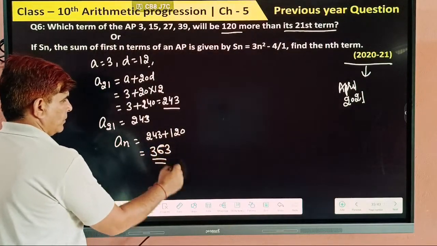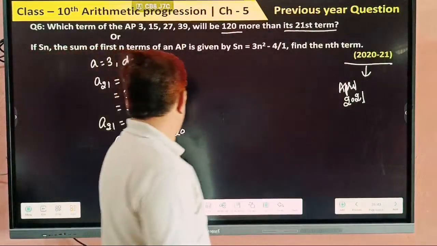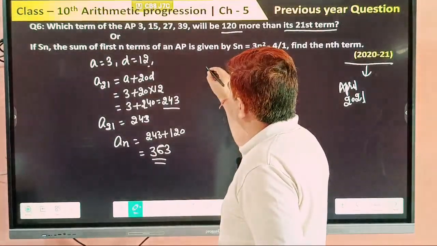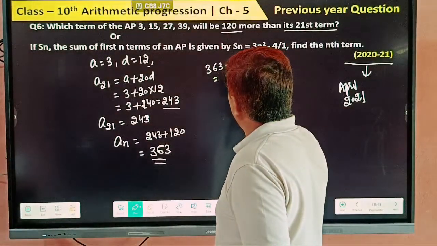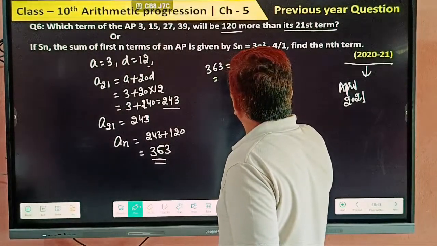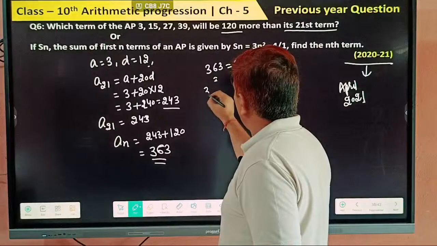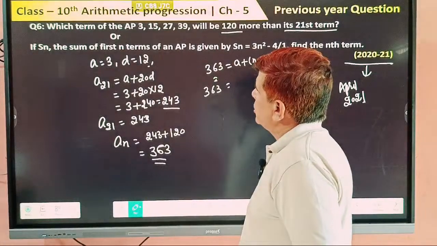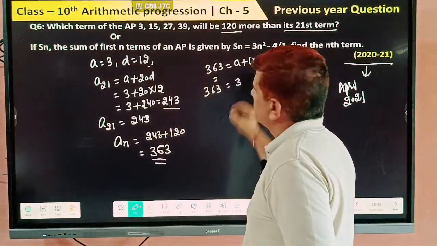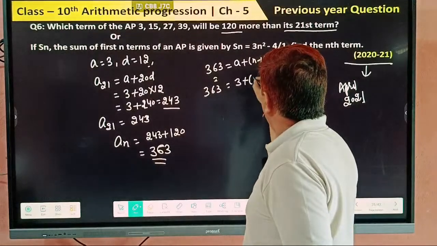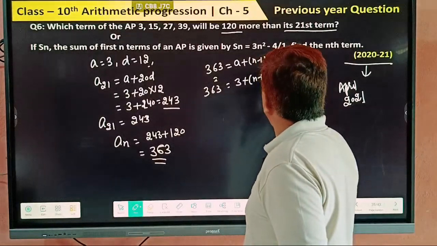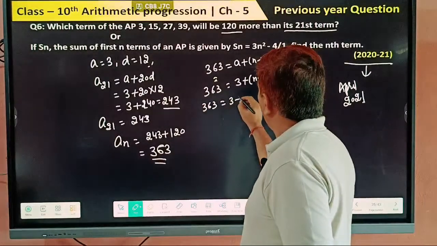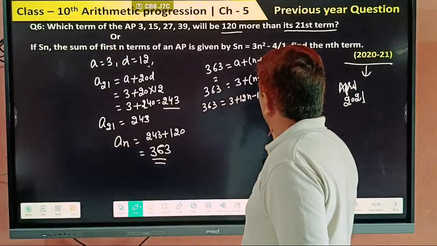Which term of this AP is 363? So 663 equals a plus n minus 1 into d. So 363 equals a, what's your a? a is 3, plus n minus 1 into d. d equals 12. So 663 equals 3 plus 12n minus 12.